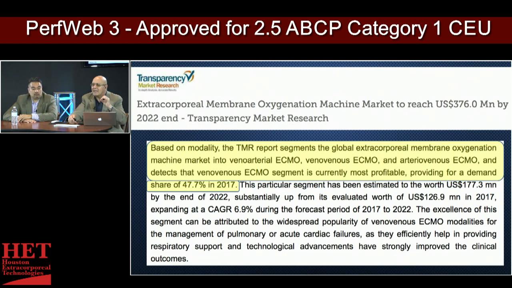There is an economic motivation for ECMO to increase, as well as all of the really important things that we talk about in terms of saving patients' lives. Right. But we all know that if there's no money, it's not going to happen. Right.